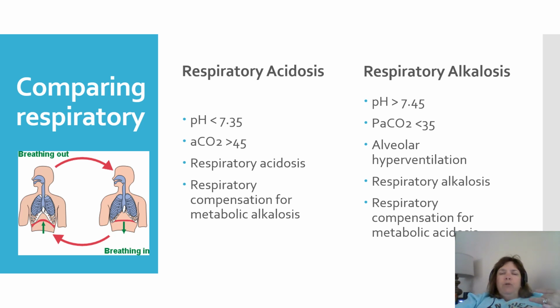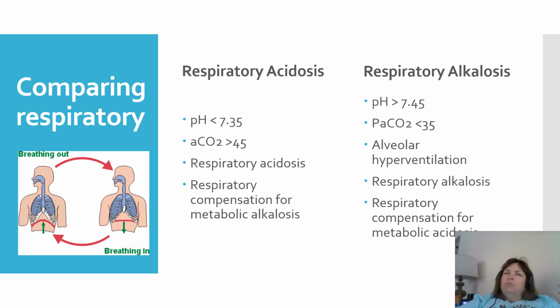So when we look at respiratory problems, a pH of less than 7.35 is acidotic, but in the case of respiratory, the high CO2 is acidotic. So the PaCO2, which there should be a P on that slide, is greater than 45, and that's respiratory acidosis. It may be the respiratory system compensating for a metabolic alkalosis, or it may be other causes, like if somebody has had sedation or a head injury or something that has caused them to not breathe enough to blow off that CO2.